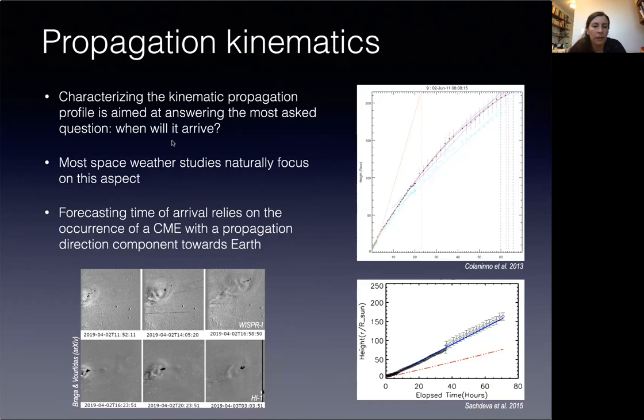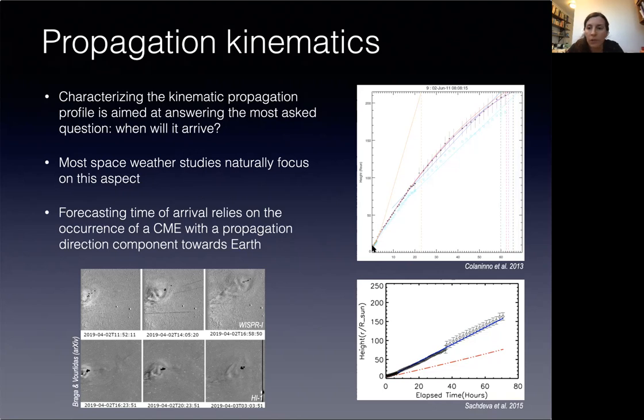Okay, now provided that a CME has a propagation component towards the Earth, so we know that it has a chance of being geoeffective, now we would like to know which is its speed profile and time of arrival. And this will help us to answer the question when this CME will arrive. Most of the forecasting models naturally focus on this aspect. It's impossible to mention all of them here, so I will try to mention at least the most prominent examples in the next slides and the most recent ones.